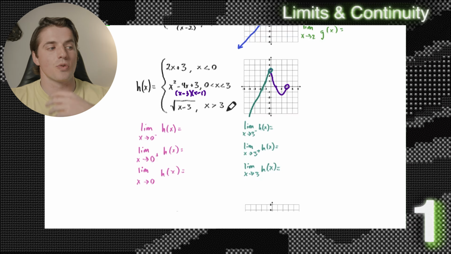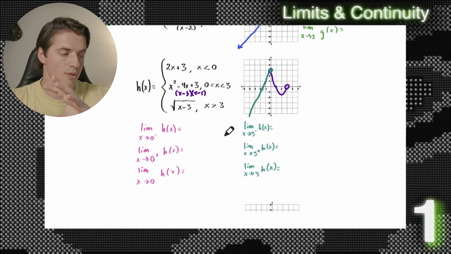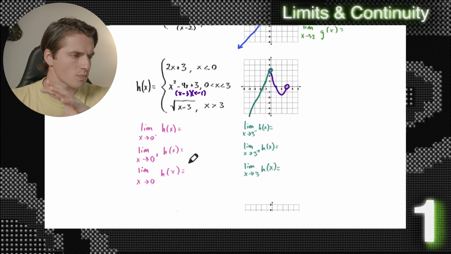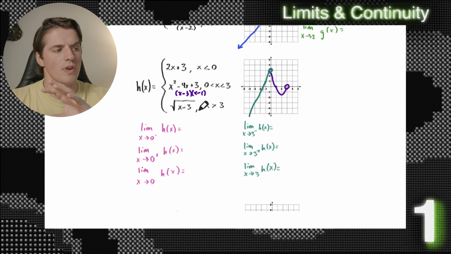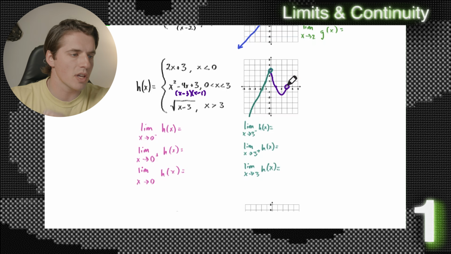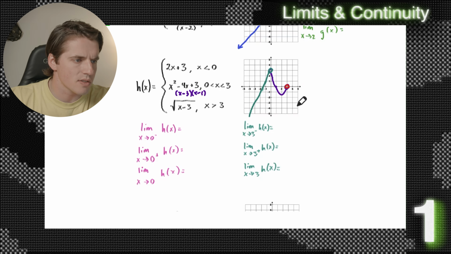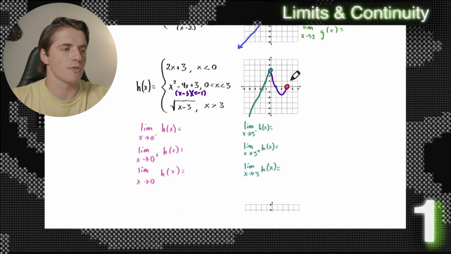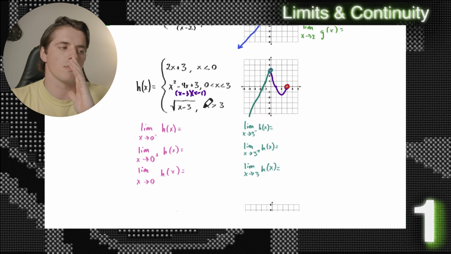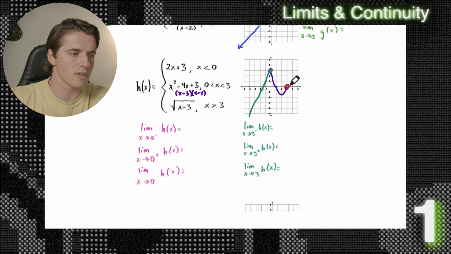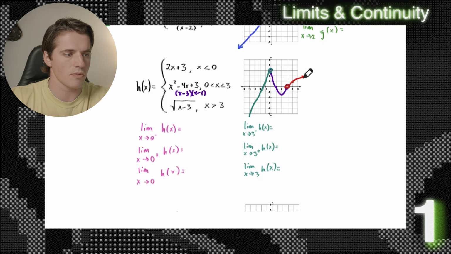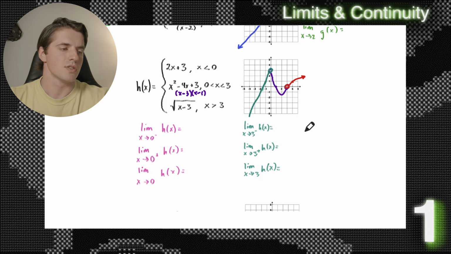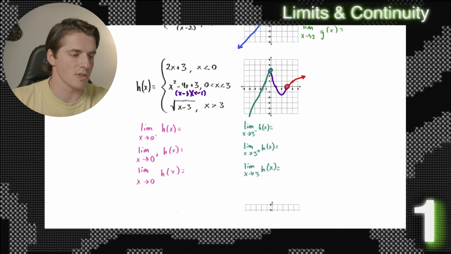And then when x is greater than 3, but not equal to 3, once again, we have the square root of x minus 3. If we were to plug in 3, that would give us an open circle at 0. If we plug in 4, the square root of 4 minus 3 is 1. So it would look something like this. It's a square root function. Okay, so that's what our three-part piecewise function would look like.